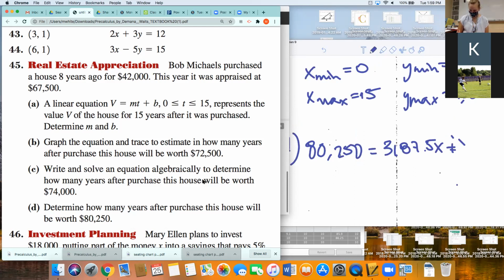Come on. There you go. Let me find it really quick. 250 minus 32. And I think that's 12. Is that what anybody else got?